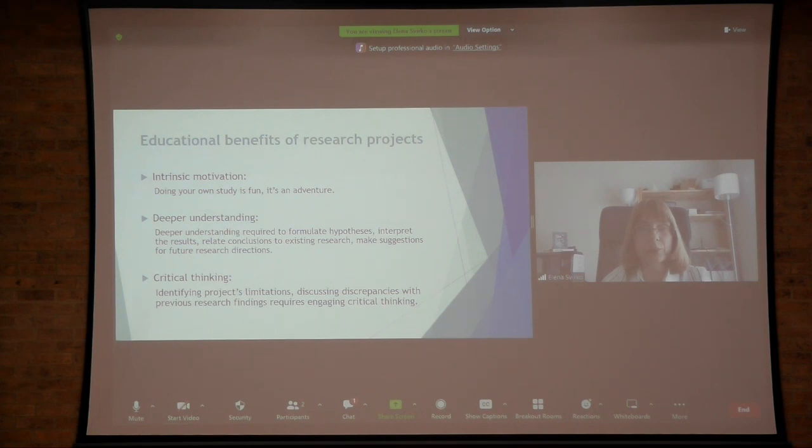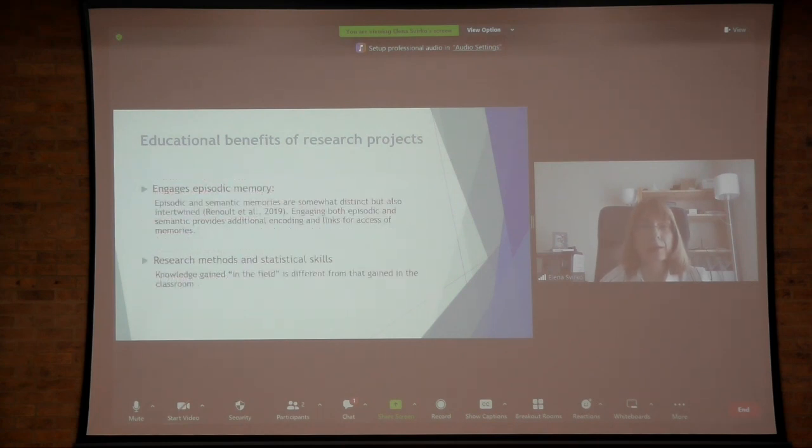And doing a research project requires deeper understanding of the material. So in order to do a successful project, one needs to interpret the results, relate conclusions to existing research, make suggestions for future directions. These kinds of things cannot be done with just reading one textbook or just skimming through a few abstracts. You really need to get into the material in order to write up a good project. Critical thinking: during a project, you have to identify its limitations. You have to discuss why your findings might be different from previous research. So it does stretch one's critical thinking.